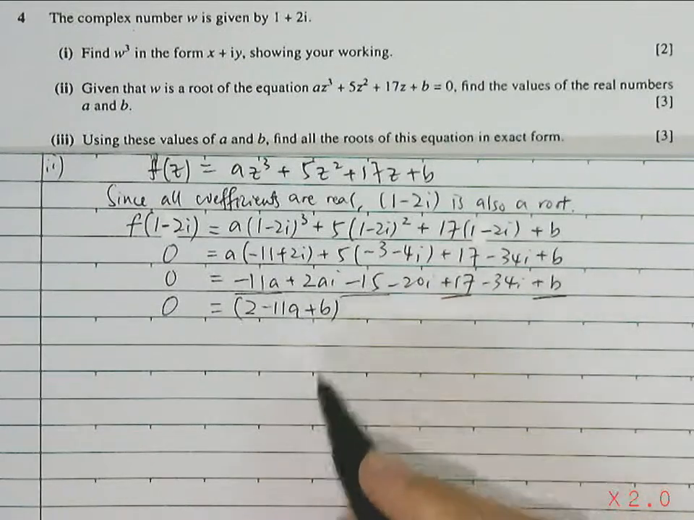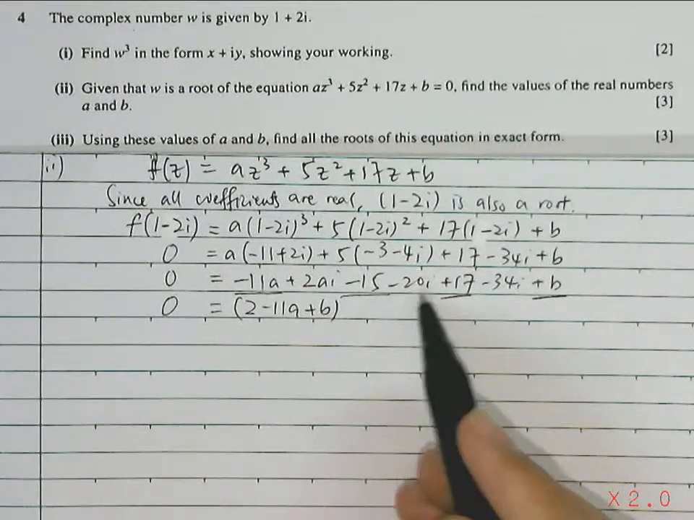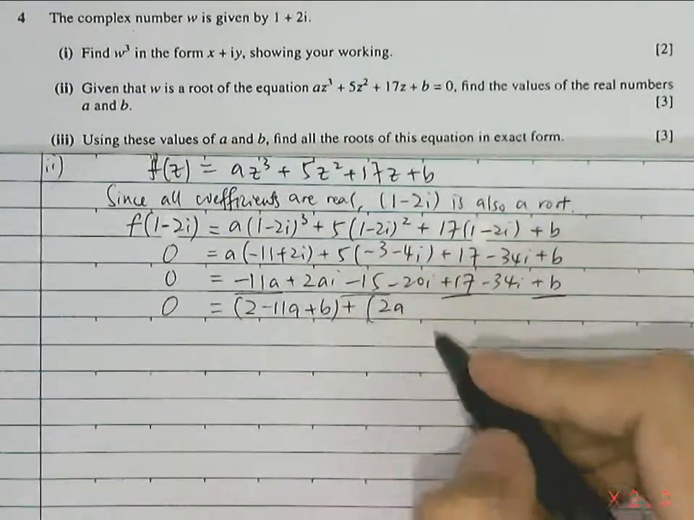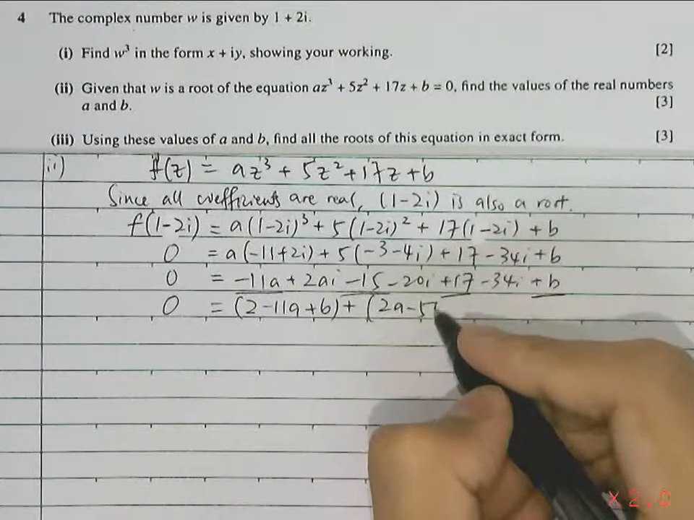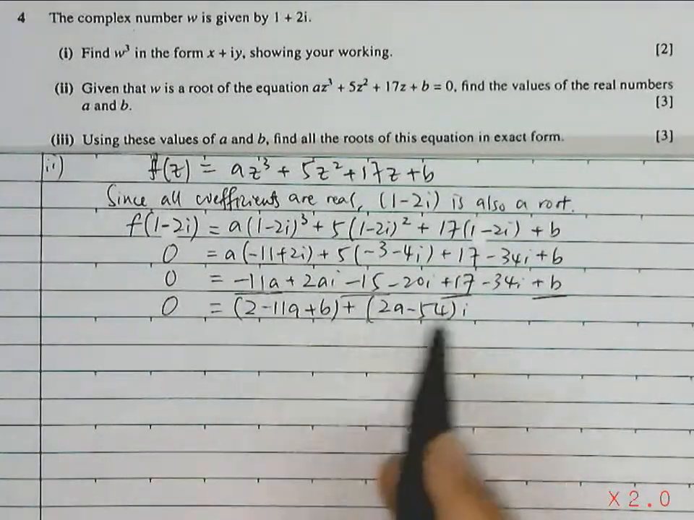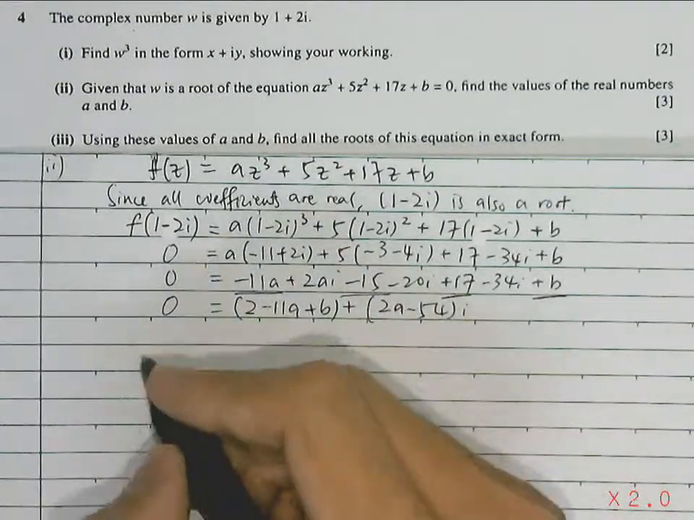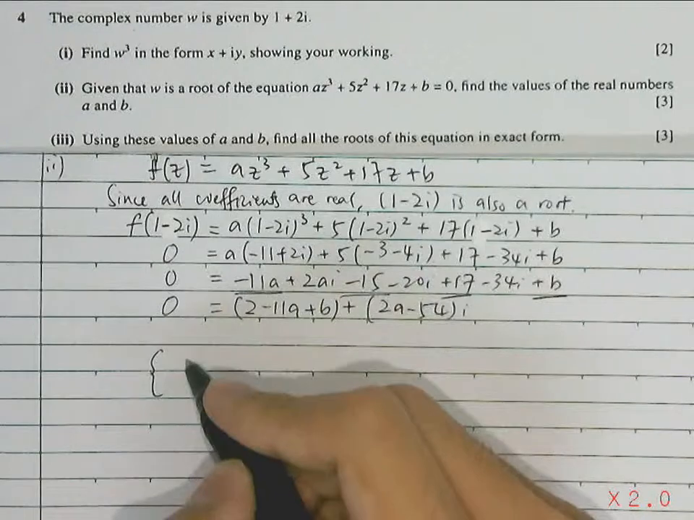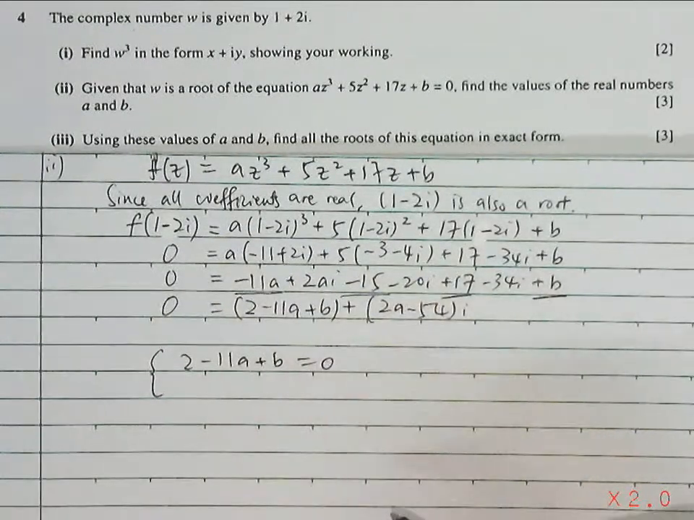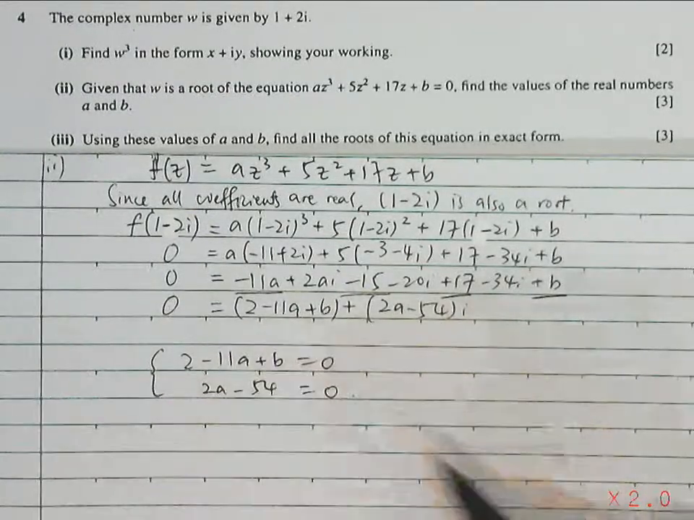For the imaginary part, we have plus 2ai, minus 20i, and minus 34i. So in total, we have (2a minus 54)i. Since the whole thing equals 0, our real part will equal 0, and our imaginary part will equal 0. So now it's sort of like solving a simultaneous equation. Real coefficient will equal 0, and your imaginary coefficient will equal 0.